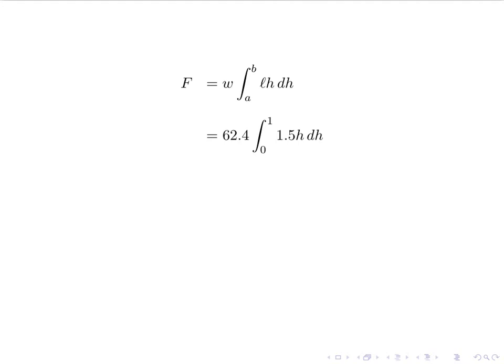So again, the only difference is that 3 has now become a 1.5. So again, I pulled it out. Integrate, so 93.6 divided by 2 from that 1/2 h squared, and evaluated from 0 to 1. So we get 46.8 pounds.